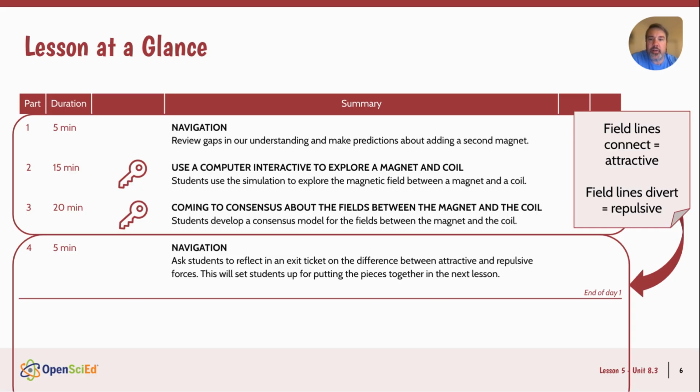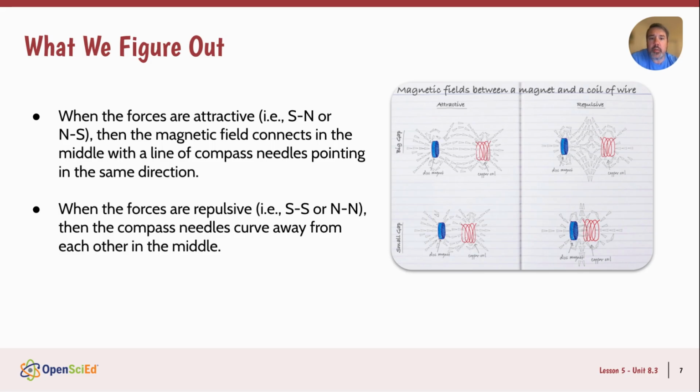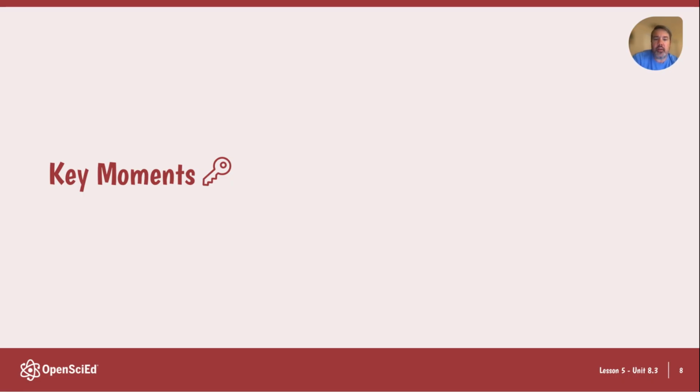So we're going to take a look at 2 key moments in this particular lesson. Ultimately what we figure out is what the field looks like between the magnet and the coil when things are set up to attract or when things are set up to repel. By the end of this, we should be in a really good place to draw that field and have a good vision in our mind of what that looks like. So let's take a look at the key moments. We're going to highlight just 2 really important ones in this particular lesson.